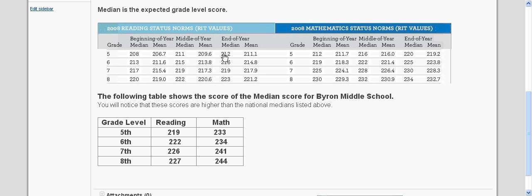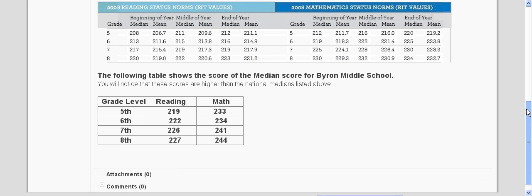219 in math compared to the national 212. 6th grade, 222 to a 216. 7th grade would be a 226 to a 219. That's kind of how things work. And then this would be 8th grade as a 222 versus a 227. For math, you would apply the same concept over in this math column here. And that concludes the assessment for Byron Middle School.